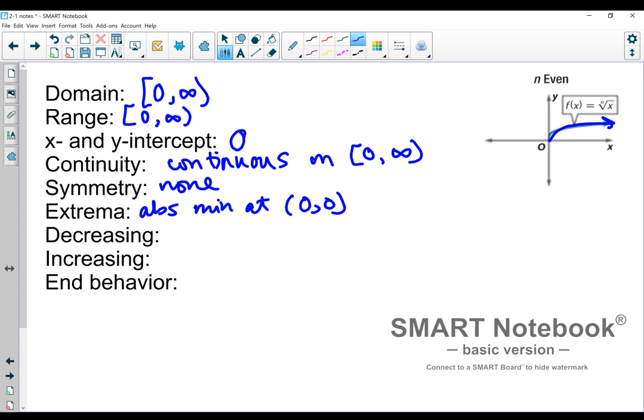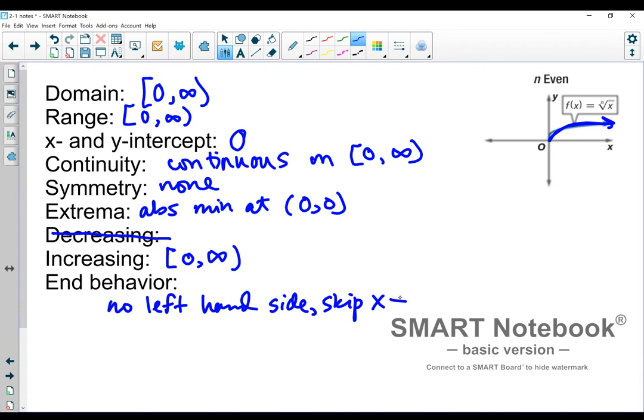So now we have to look at increasing or decreasing. If I start here, I'm going up. So there's no decreasing, but there is increasing from 0 to infinity. And then end behavior. There's no left-hand side, so we are going to skip as x goes to negative infinity. We just don't write that part.